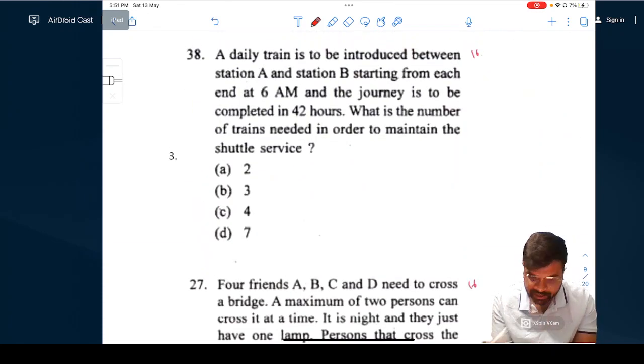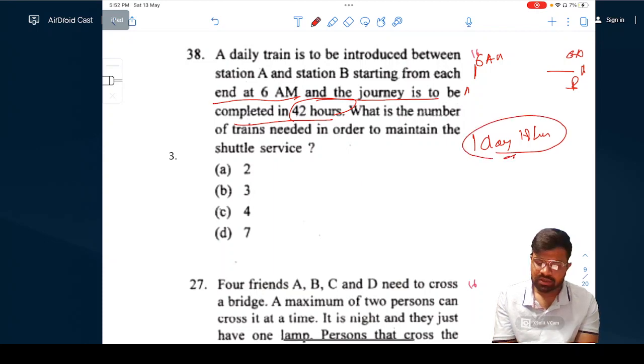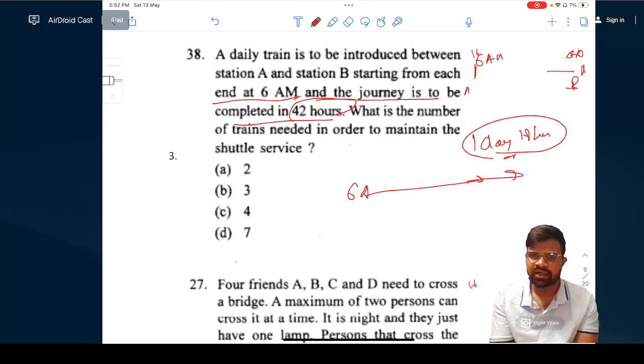A daily train is to be introduced between station A and station B, from each end at 6 am. Suppose there is a station A, from here it will leave at 6 am and from here it will also leave at 6 am. So the journey time is 42 hours. 42 hours means 1 day and 18 hours. So suppose a train is going from here at 6 am, it will reach on the third day, and then it can come back.